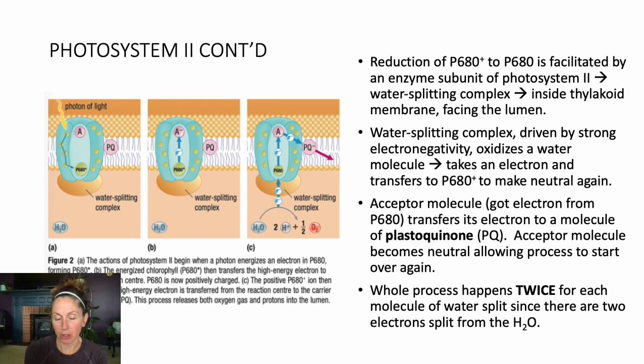The acceptor molecule, A, in our diagram, got its electron from P680, and it transfers its electron to plastoquinone, PQ. The acceptor molecule becomes neutral again, allowing this whole process to start over. And note, for every water molecule, this process happens twice, which we saw in our animation. So our animation was actually a little simplified because the water splitting complex will bind two water molecules at once, but we looked at just one water molecule, and we saw that from one molecule of water, you were getting two electrons taken.